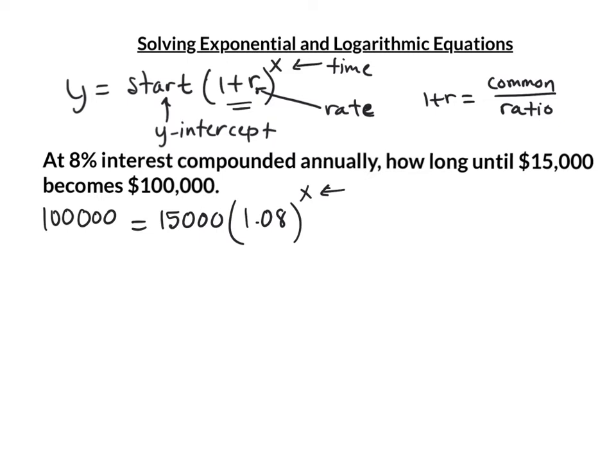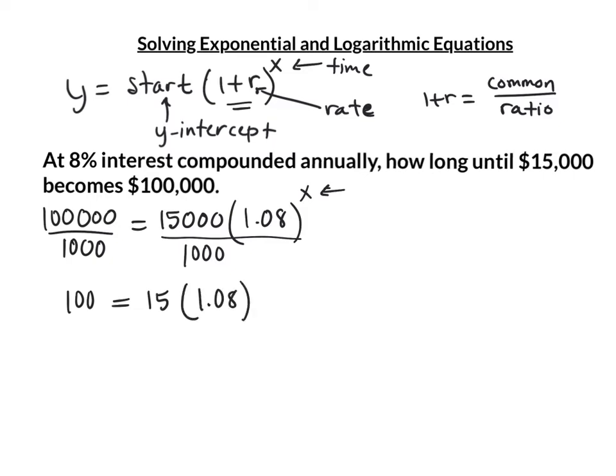If it was me, you can work with these numbers, that's fine. But I would probably divide both sides by 1,000, and you could, of course, they're going to be divisible by 5 also, but I just want to shrink the numbers down a little bit. I'm going to divide by 1,000, and I get 100 equals 15 times 1.08 to the x. As I said, you could keep simplifying. Divide both by 5. That would work. This is small enough. I'm just going to use this for my equation.